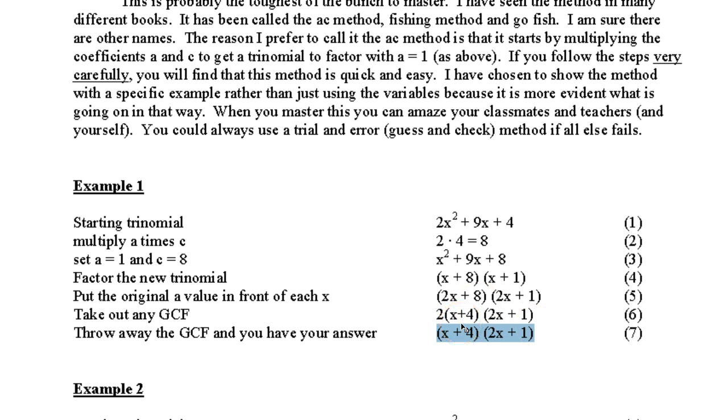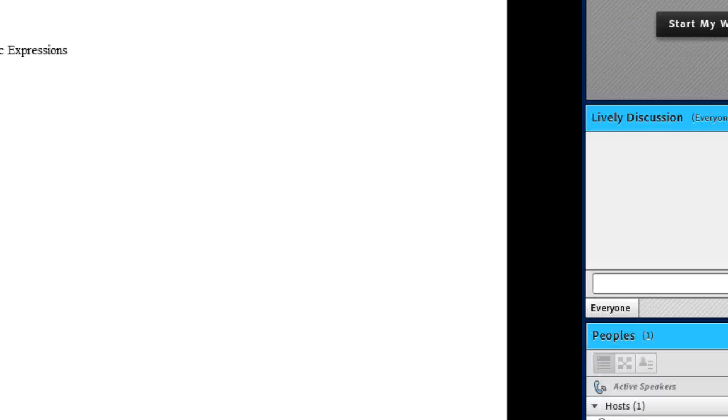Now, how do you check to see if you did the AC method right? If you do FOIL, you should be able to see it just work real fast. Okay, so let's try out another problem, and I'll just show you how it works.